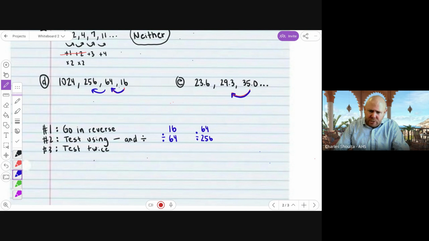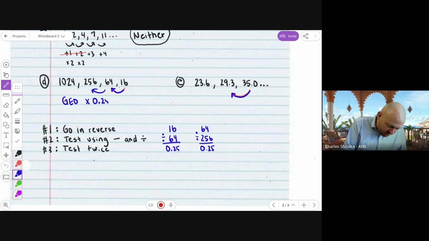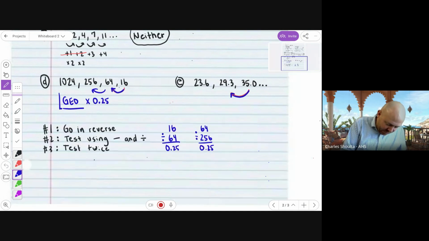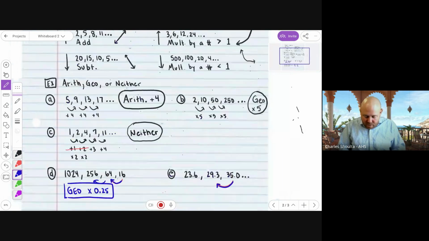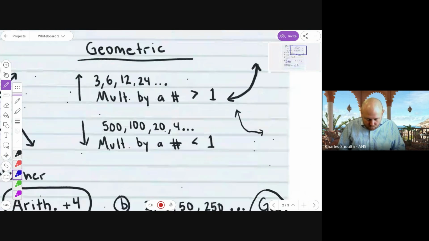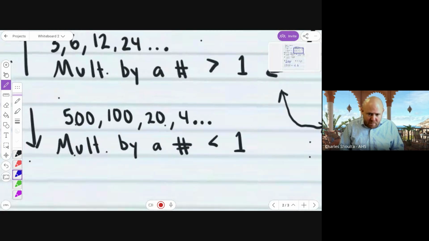So that's why I told you to get your cell phones, because I want you to be ready to do this. Divide these. What do you get? I bet if you have it handy, you got 0.25 for this, 0.25 for this. And so that's your answer. So your answer on this is going to be geometric and times 0.25. That's your answer. And like I told you up here, if you multiply by a number that's less than 1, it makes it smaller.